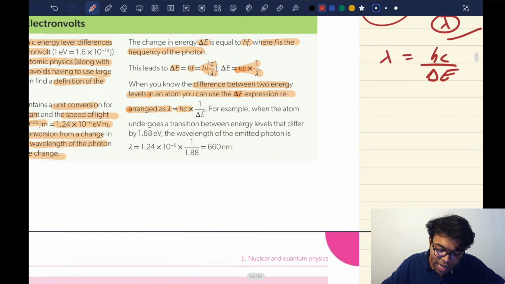For example, when an atom undergoes a transition between energy levels that differ by 1.88 electron volts, the wavelength of the emitted photon is lambda is equal to what?